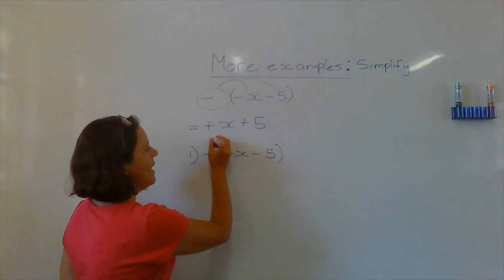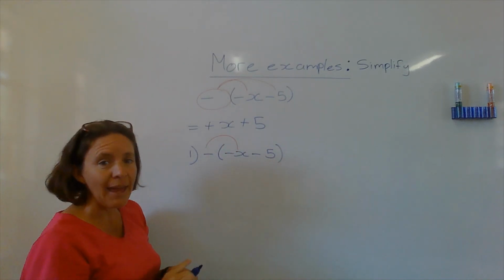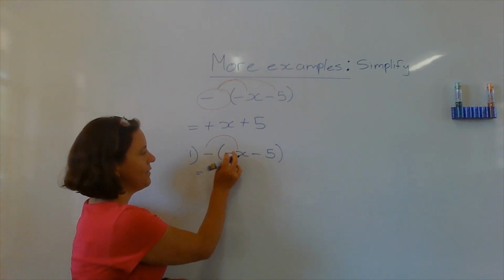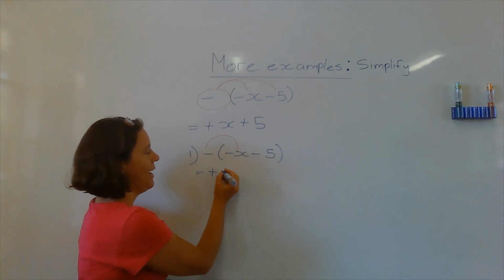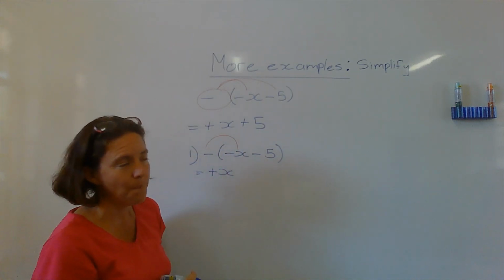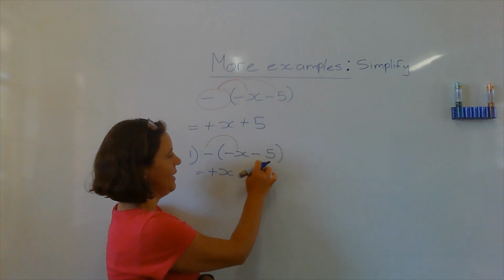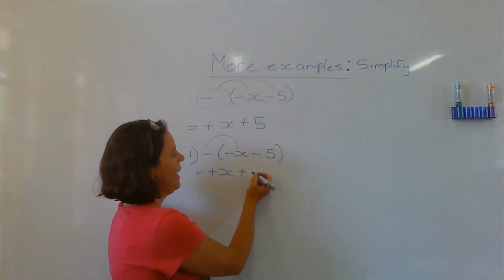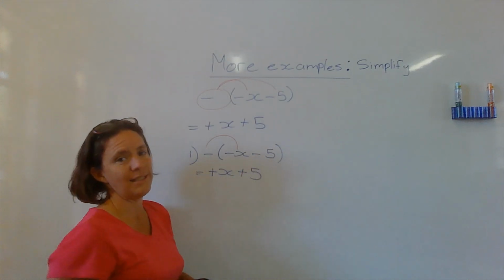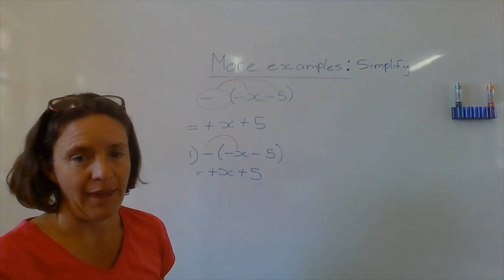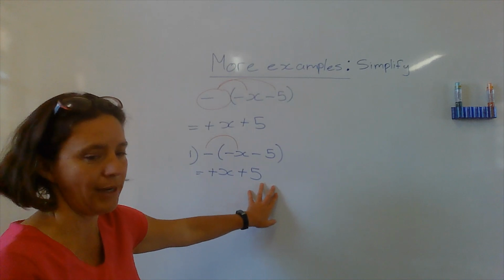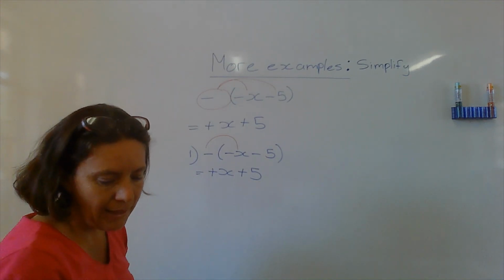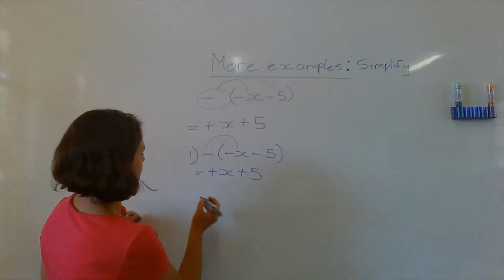So negative times -x means that negative times a negative is a positive and x stays the same. Negative times -5 will give me negative times a negative is a positive, and 5 will stay the same. And there is our answer. There are no like terms there. Let's look at a second example.